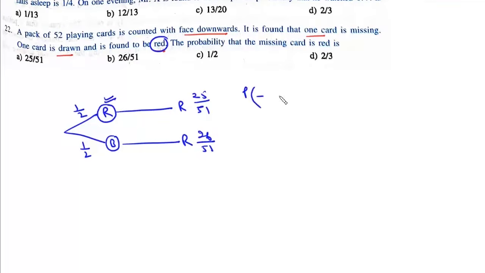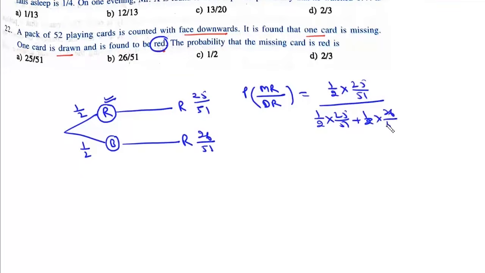So if the drawn card is red, then find the probability that the missing card is also red. Now we'll take this case in the numerator. So it will be 1 by 2 into 25 upon 51, divided by this total case, which is 1 by 2 into 25 by 51 plus 1 by 2 into 26 by 51. Now 1 by 2 will cancel, 51 will also cancel. So this probability will be simply 25 by 51, and that's your option A.